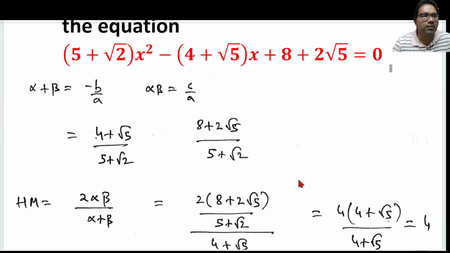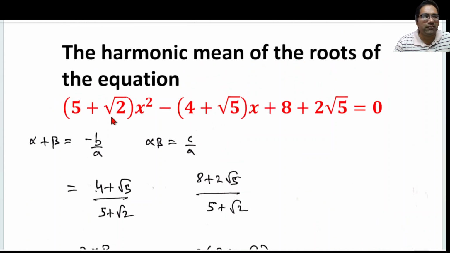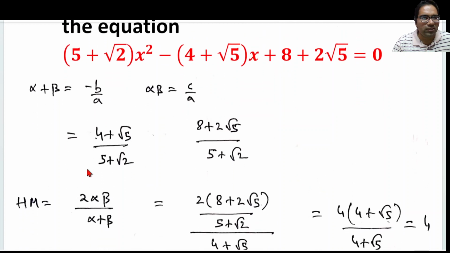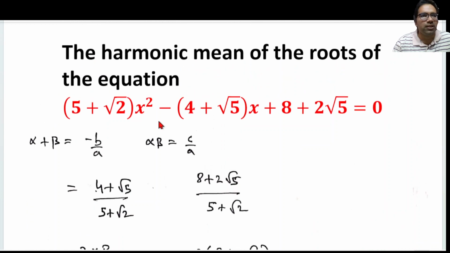It is pretty simple. We should not be worried about solving the equation and all. We just want harmonic mean, which is, we know the product of the roots and the sum of the roots, that is sufficient. Just by looking at the equation, we should be able to spot the similarity also. 8 plus 2 root 5 and 4 plus root 5. This is actually 2 times of this.